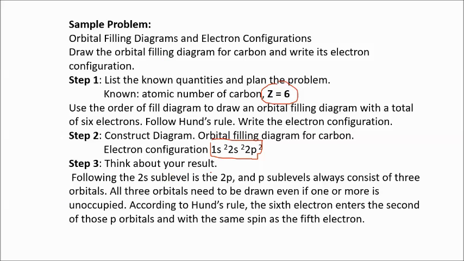Third is to think about your result. Following the 2s sublevel is the 2p, and p sublevels always consist of 3 orbitals. Remember that the p sublevel has 3 orbitals, while s has one. So all 3 orbitals need to be drawn even if one or more is unoccupied. According to Hund's rule, the 6th electron enters the second of those p orbitals and with the same spin as the 5th electron. What does that mean?